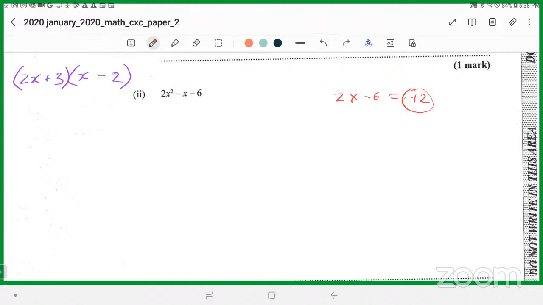Middle coefficient is actually negative 1, so they're not going to show the 1 there. So I'm going to put the negative 1 here. So I want factors of this negative 12 that add to negative 1. Since I want factors of a negative number, one factor will be positive and one will be negative. Since I want the sum to be negative, I use the larger factor.